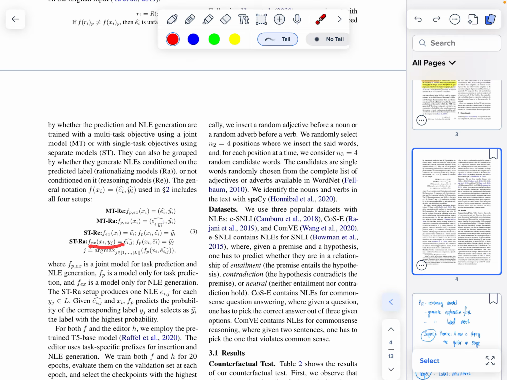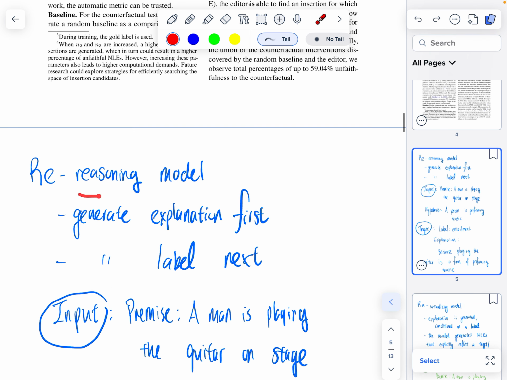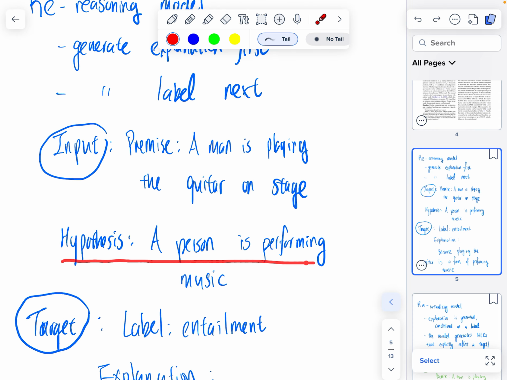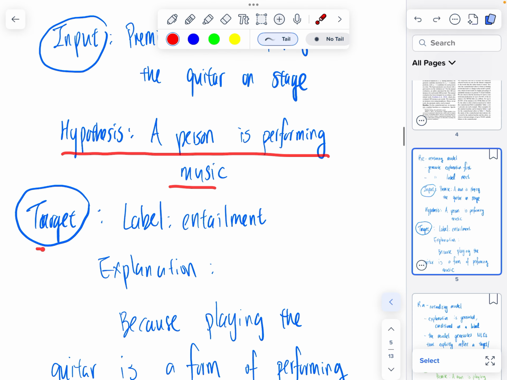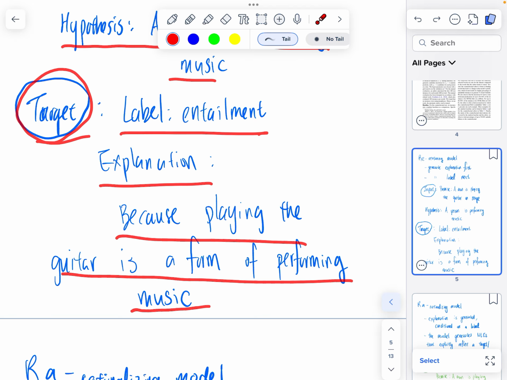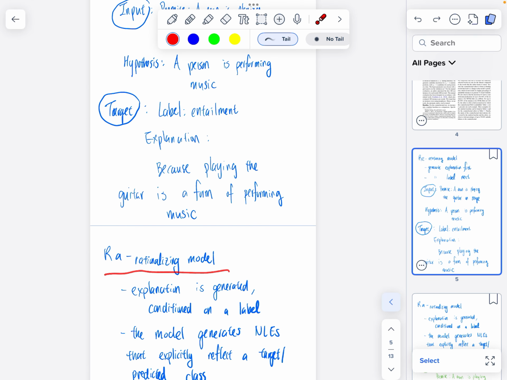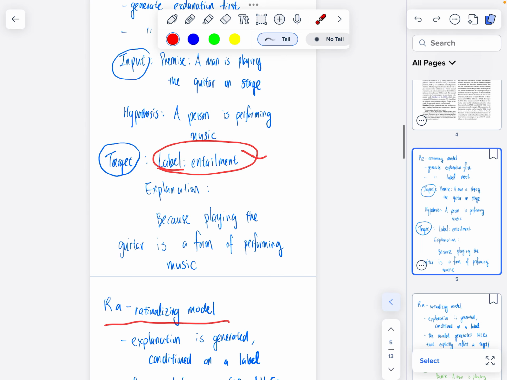So yeah, you have an explanation here, and then you have a prediction task as well. So what is RE and RA? RE is a reasoning model, and it generates explanation first and then the label next. If you have a premise here, a man is playing the guitar on stage, and the hypothesis is a person is performing music, then what it outputs is the label, entailment, and the explanation is because playing the guitar is a form of performing music. But the difference in a rationalizing model is the label is actually fed into the inputs.